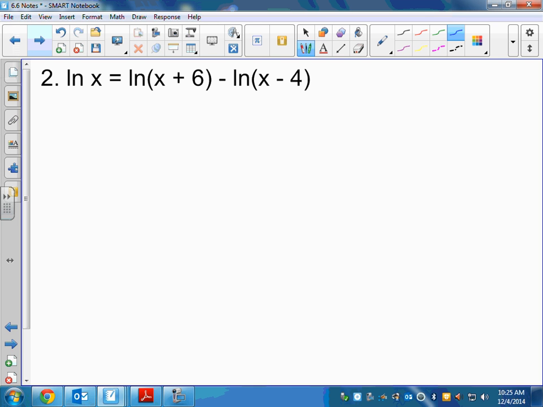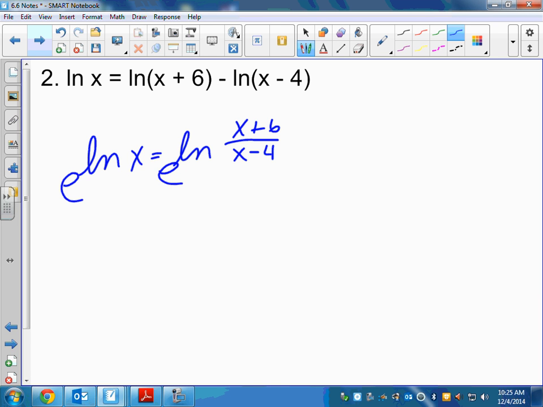What do you want to do on this? Both are true, but you can't e it until you have 1 ln equal to 1 ln. So you can't e it until we do the property first. So I'm going to say that's ln of (x plus 6) over (x minus 4), because subtraction goes to division. And really you have two options here. You could e both sides, because if you e both sides, they cancel out. But if you just have an ln equal to an ln, they just cancel out. So either way works here, as long as you realize that you can just write this as x equals (x plus 6) over (x minus 4).